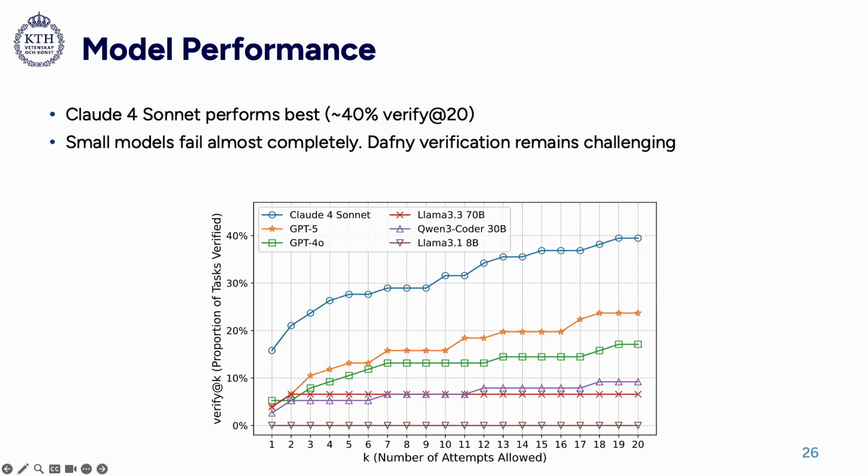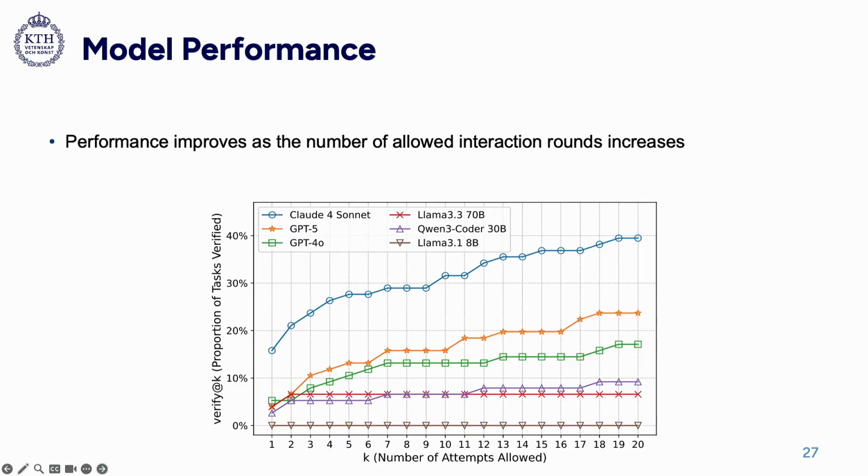And we checked the logs of the small models, and we found that they are likely to take a lot of shortcuts by removing some verification tasks or adding a lot of assertions, or cheating. And this shows that Dafny verification still remains challenging. We can also see a performance improvement as the number of allowed interaction rounds increases. I also need to mention that in each interaction, we also provide the Dafny error message as feedback. So that's helping the LLM refine the verification code based on Dafny error messages, and we can see an incremental increase in performance.